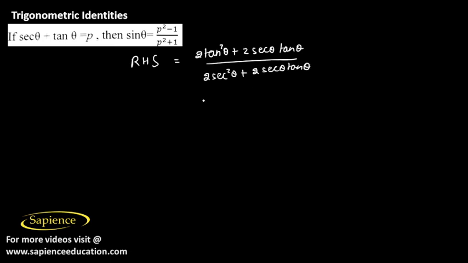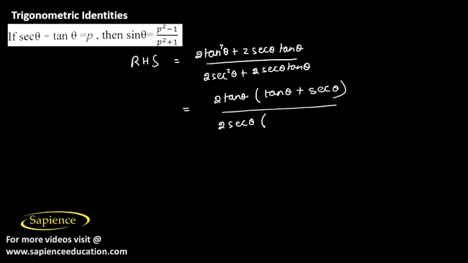Now if we take 2 tan theta common outside from the numerator, we will get 2 tan theta into (tan theta plus secant theta), and the denominator, if we take 2 secant theta common outside, we will get (secant theta plus tan theta). These two terms are similar terms, we can cancel them. We can also cancel 2 and 2, so RHS is equal to tan theta by secant theta.